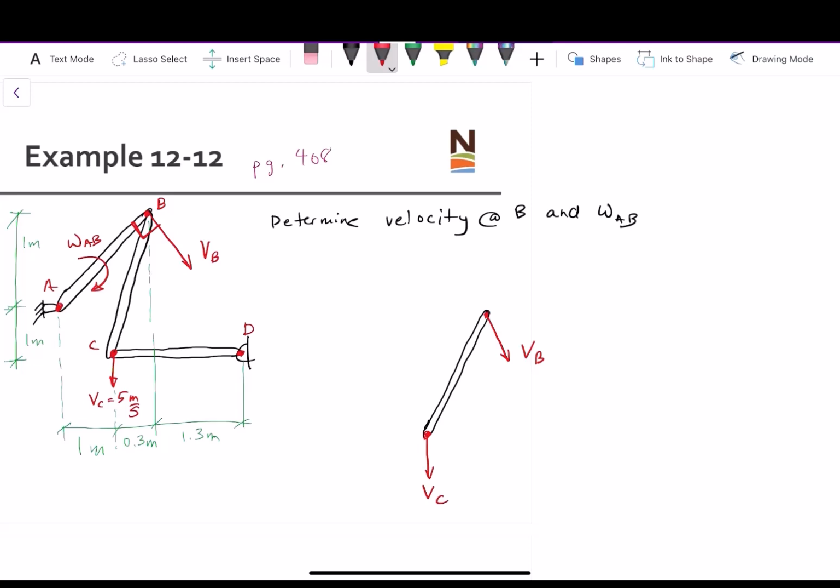This is where it's going to get a little tricky, because we're going to need to figure out the geometry from here. Before we do that, though, we can find the instantaneous center because we have two known directions on this link. All we have to do then is draw lines 90 degrees to the velocities that are given, and we find the point of intersection. So we can do that. We'll start with the velocity at C. I'm going to draw a line straight out like this. And then I'm going to draw a line 90 degrees to VB.